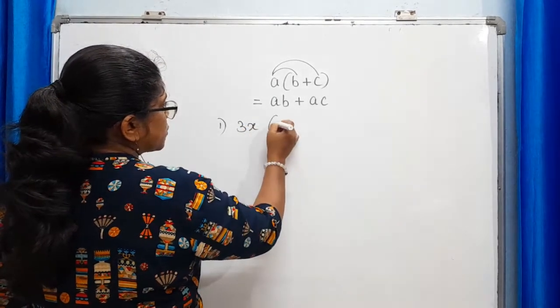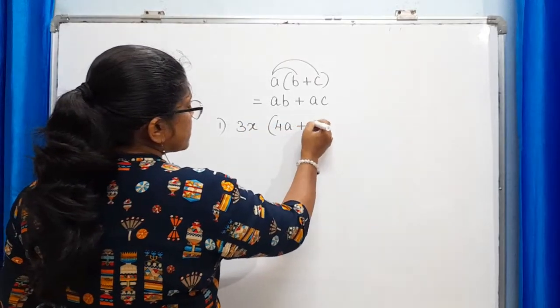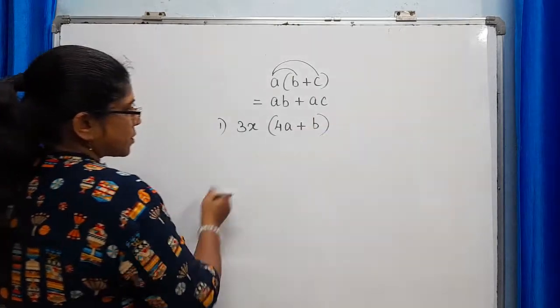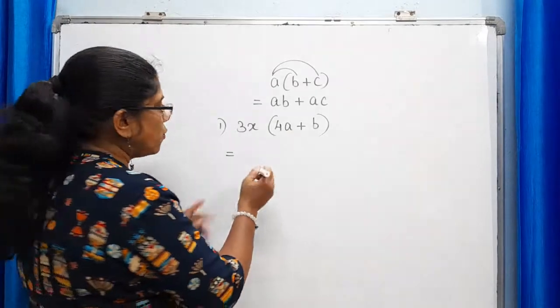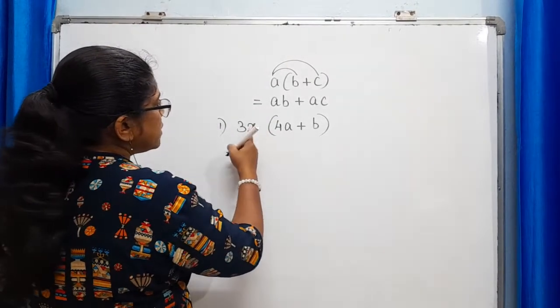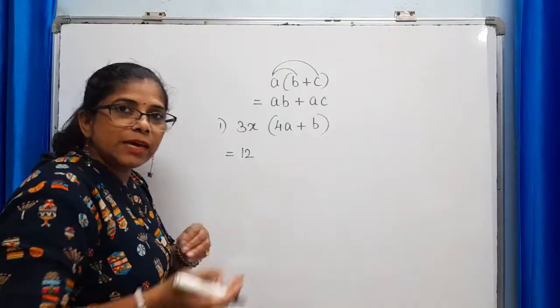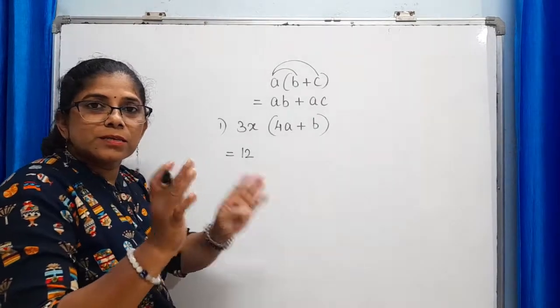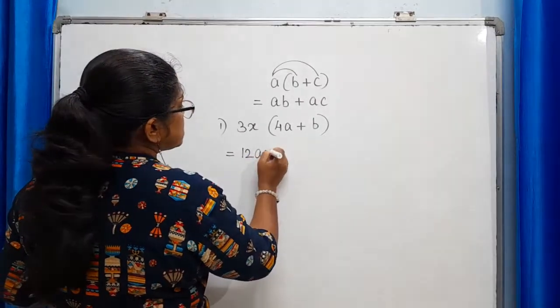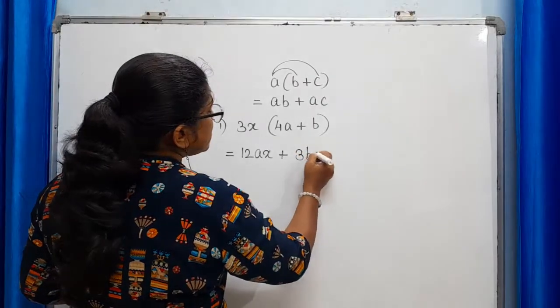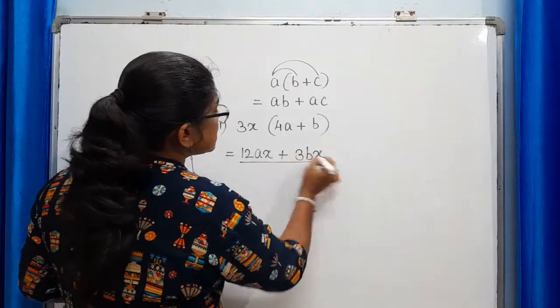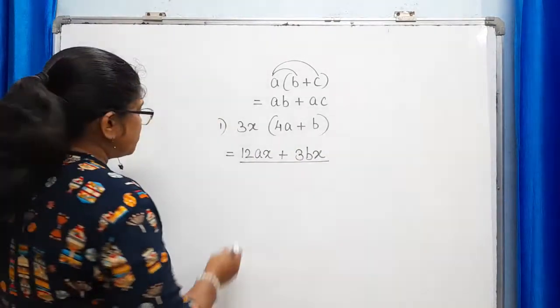3x into (4a + b). 3x into 4a: 3 fours are 12, and x into a you can write as xa or ax, it's one and the same. Plus 3x into b, 3bx. This is the answer. One more example.